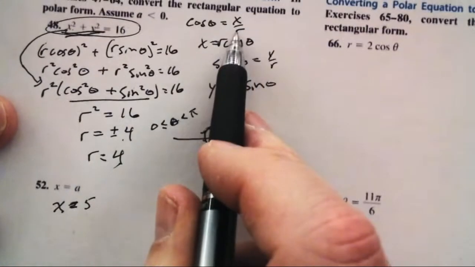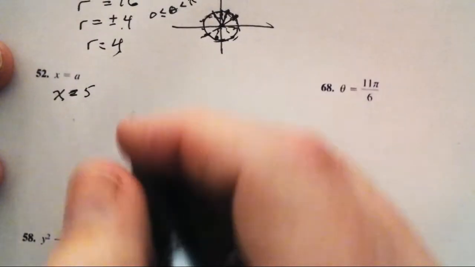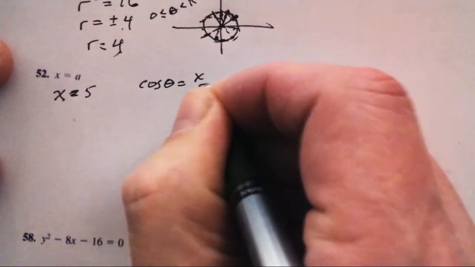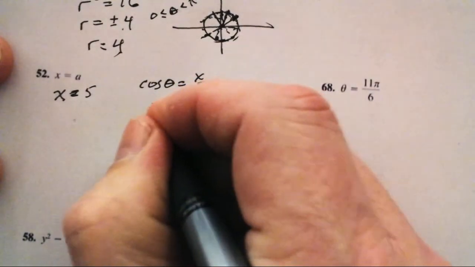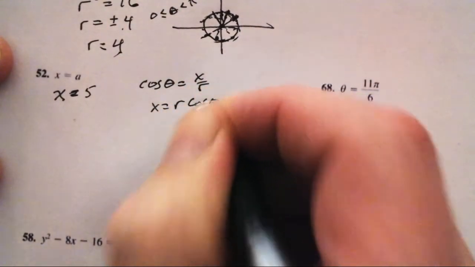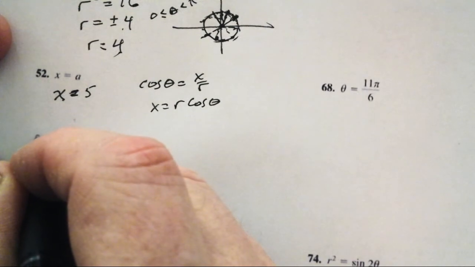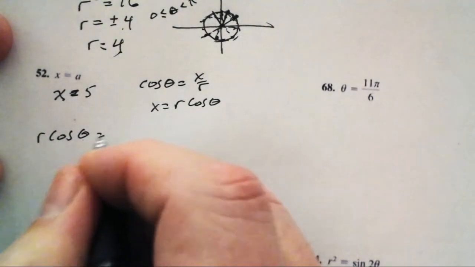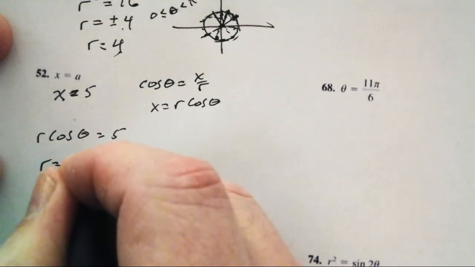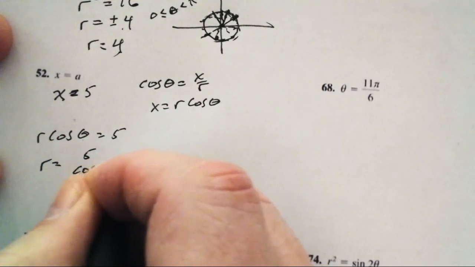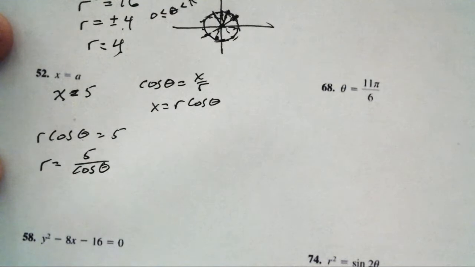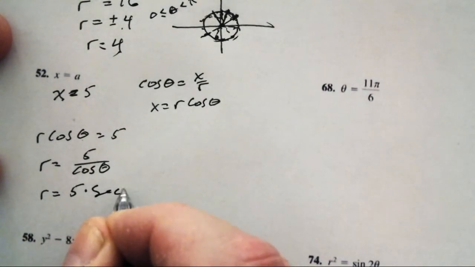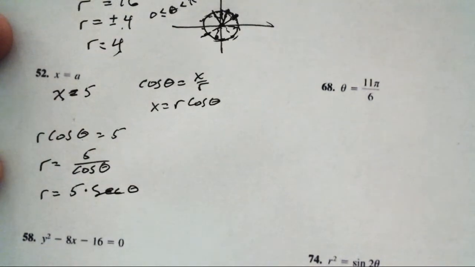x, I'll just redo this. x is located in cosine, and until we get comfortable with this, you might want to just keep doing this. There's x, so what is x equal to? r cosine of theta. So we get r cosine of theta, now I'm in polar, equals 5, r equals 5 over cosine of theta, or maybe you would prefer that as r equals 5 times secant of theta, cosine's reciprocal.